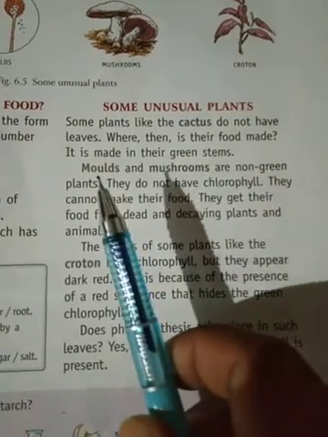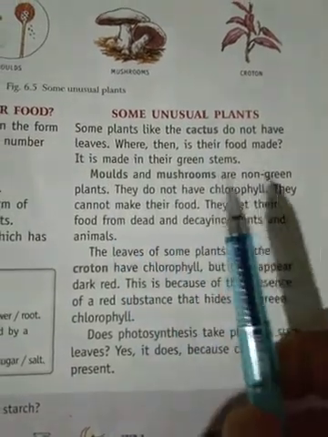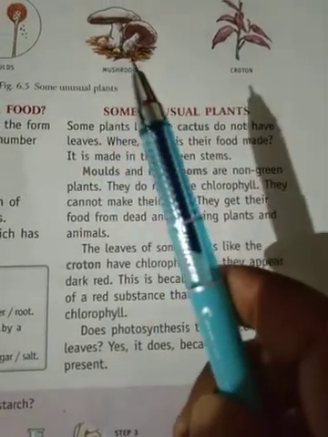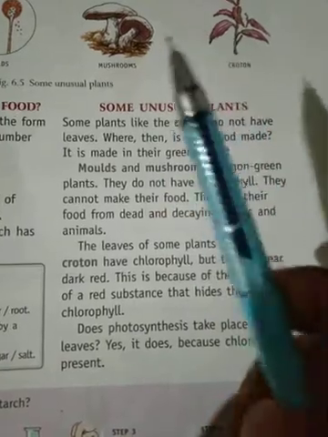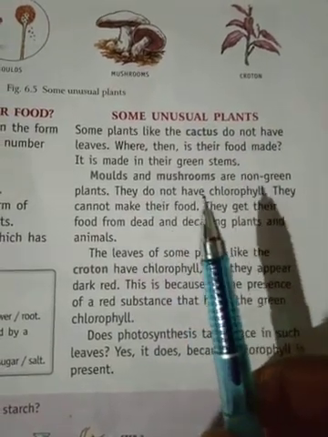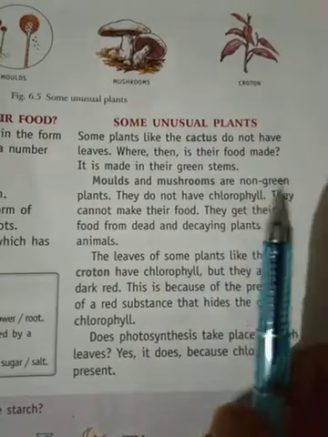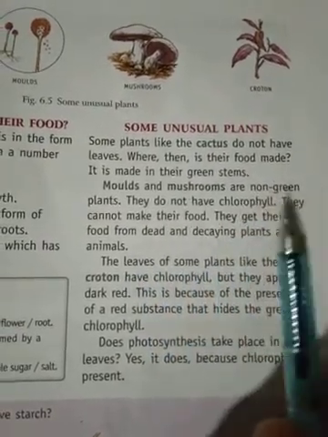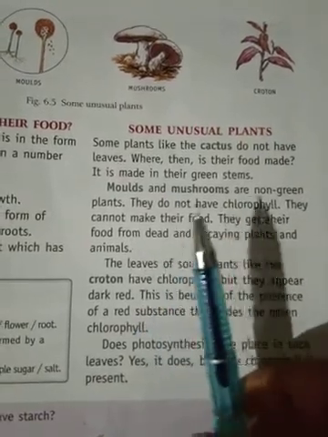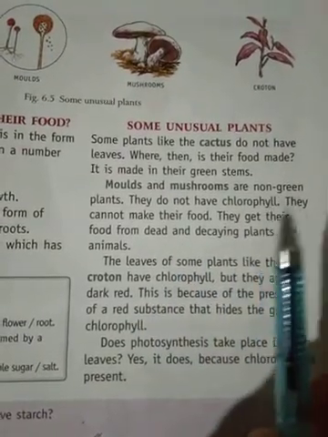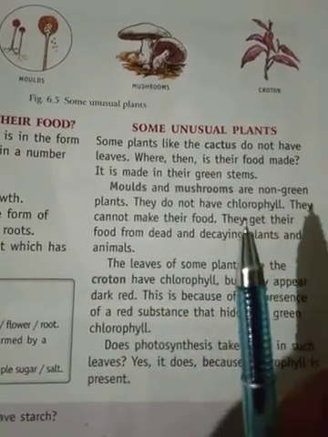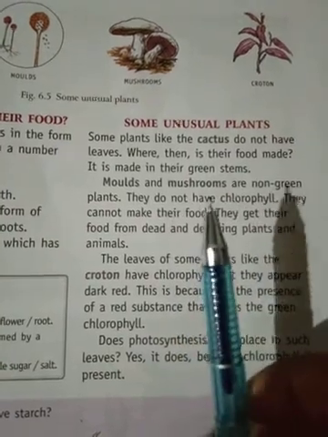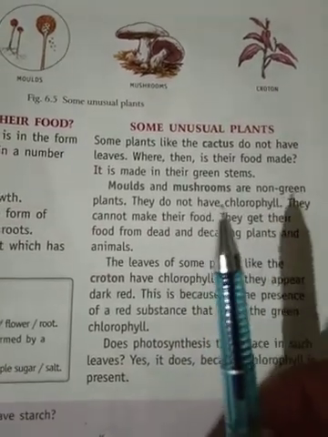Okay, now another thing, mold and mushrooms are non-green plants. They do not have chlorophyll, that's why they look pale white, or you can say non-green. So molds and mushrooms are non-green plants. You have to remember these examples for question answer purposes. They cannot prepare food because they have no chlorophyll, that means they lack chlorophyll.